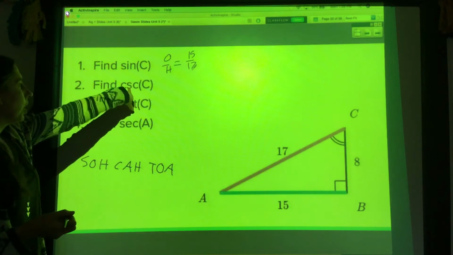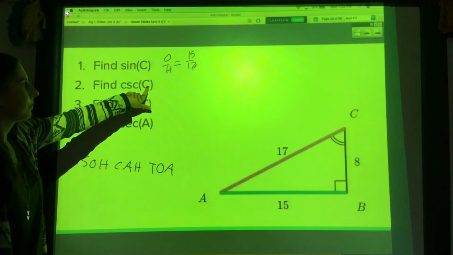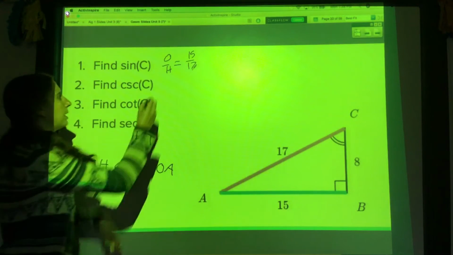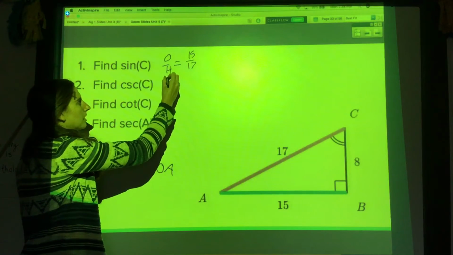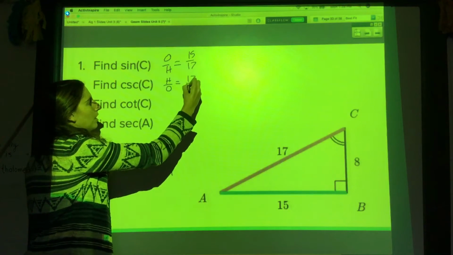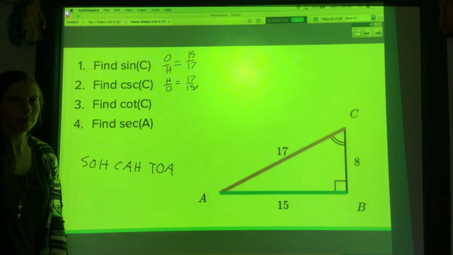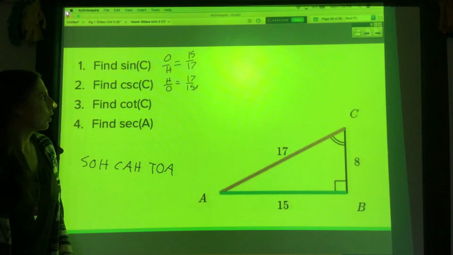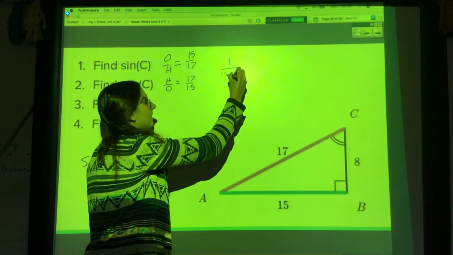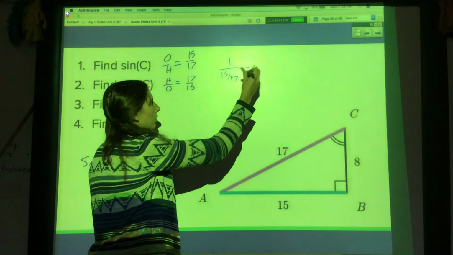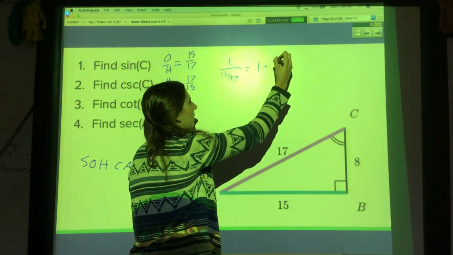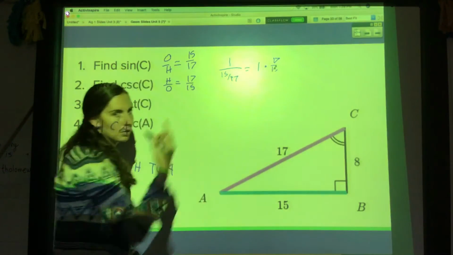All right, cosecant of angle C is literally sine but flipped. So rather than being opposite over hypotenuse, it's hypotenuse over opposite. It's literally just this but flipped, 17 over 15. Or if you want to do it the long way, it would be 1 divided by 15 over 17, which would be keep the 1, change to multiplication, flip, which would give you this. So either way.